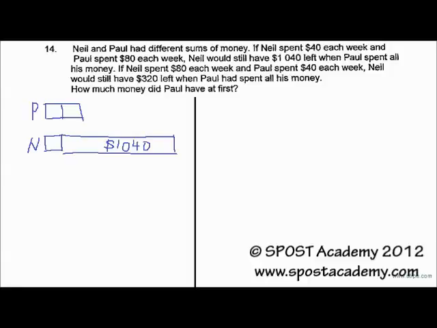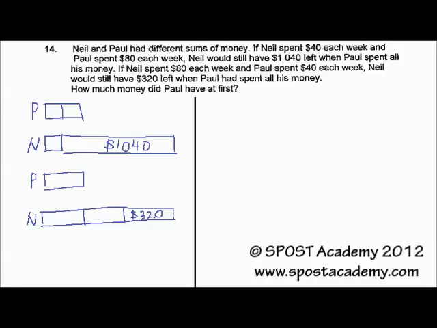Okay, looking at the next sentence, it says that if Neil now spends $80 each week instead, and Paul is spending $40 each week, so it is now reversed. Paul is spending half as much as Neil. So Paul is only spending 1 unit, while Neil is spending twice as much. In the end, Neil will still have $320 left when Paul had spent all his money. So again, Paul has finished spending all his money.